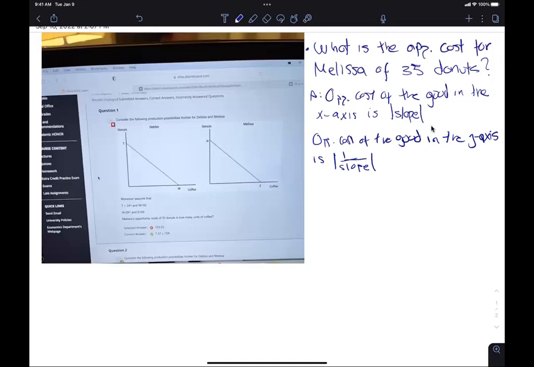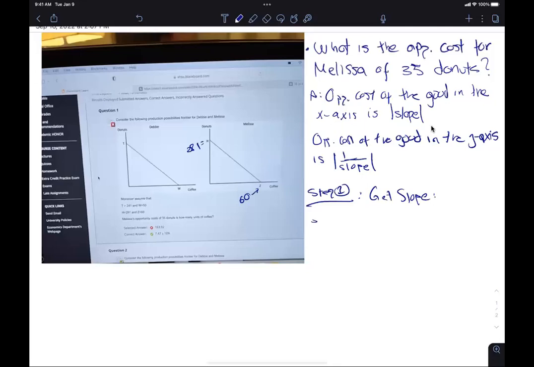I'm going to look at the question, and it's talking about donuts. Donuts are on the y-axis. So step 1: I'm going to get the slope of the PPF, because that's what I need to get the opportunity cost. Looking at Melissa, I know you guys cannot see it, but the value of H, if you look at the bottom here, is 281. The value of Z is 60.